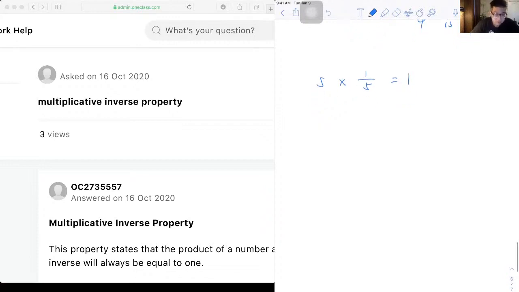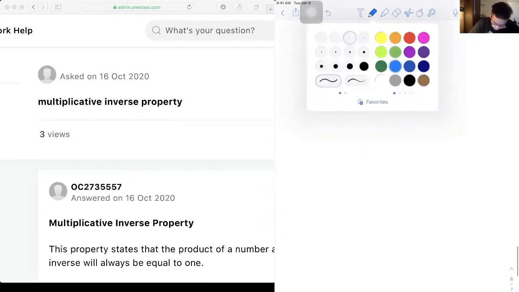And same thing, if we have negative 3 over 5 times negative 5 over 3, this is also going to be equal to 1, where negative 5 over 3 is the reciprocal of negative 3 over 5. Okay, and so this also means that negative 5 over 3 is a multiplicative inverse of negative 3 over 5.